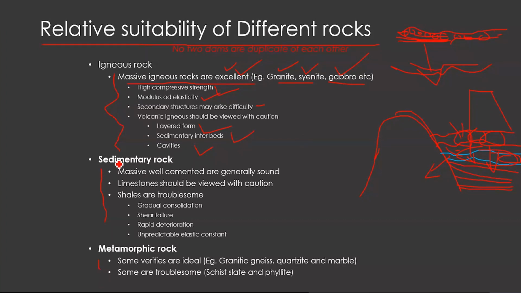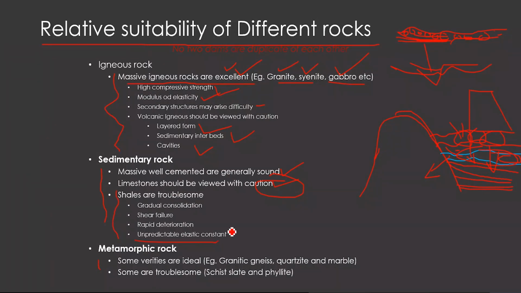The second thing, when we discuss sedimentary rocks: sedimentary rocks that are massive and well cemented are generally sound rocks for the construction of a dam. But limestone we should always look into with caution, because limestone is very susceptible to chemical weathering. If water having slight acidity interacts with limestone, it can easily leach the limestone, and that can lead to failure of the structure.